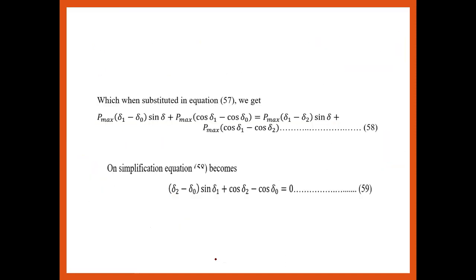Now we replace Pi with respect to P max. After application, we can say that this equation must be satisfied for the sudden change in the input Pm: (delta 2 minus delta 0) sine of delta 1 plus cos delta 2 minus cos delta 0 is equal to 0.